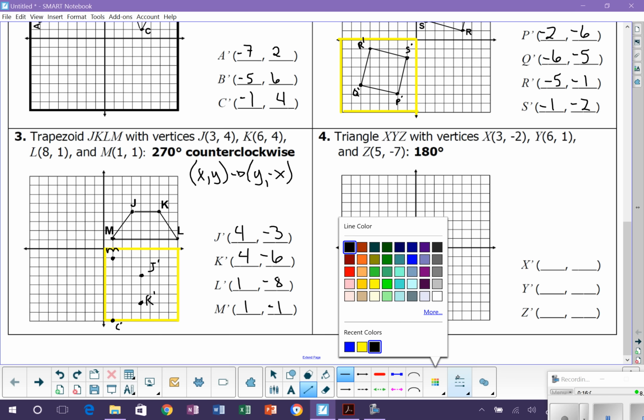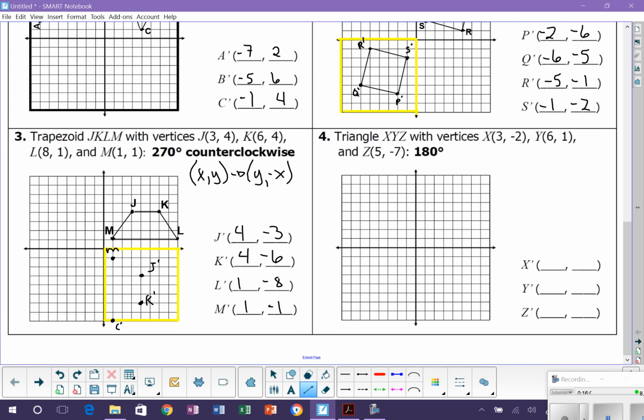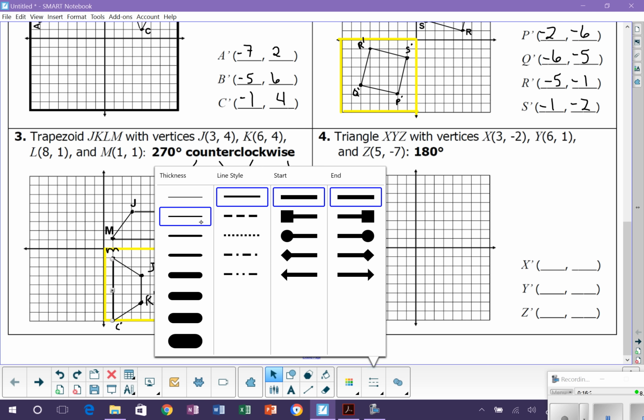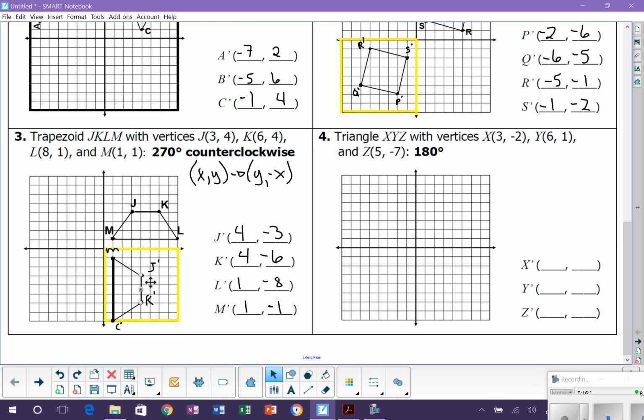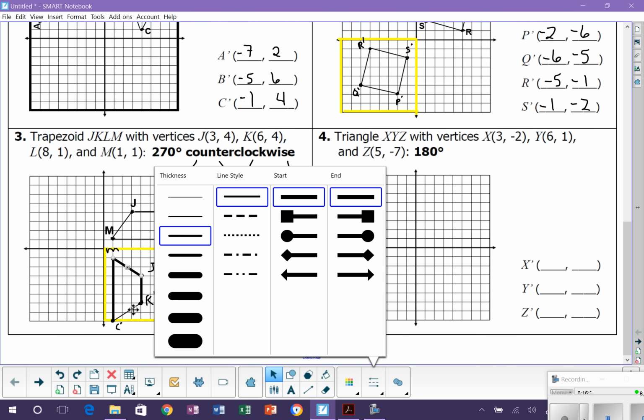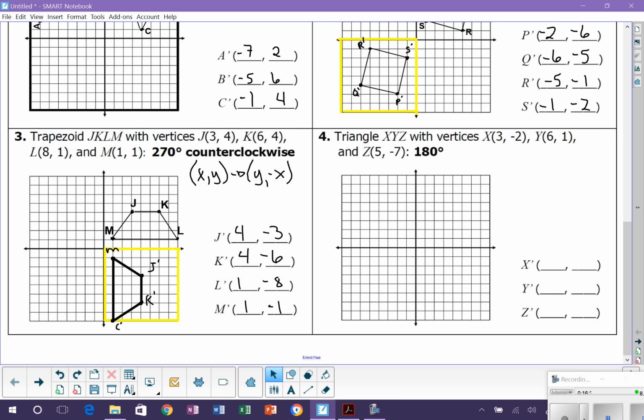And connect. Make it a little bit thicker so you guys can see. Okay, there you go. Okay. Hopefully not too bad. Let's go to the next page and see what's going on.